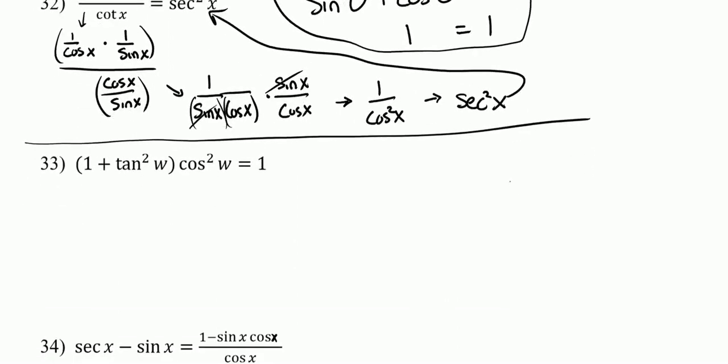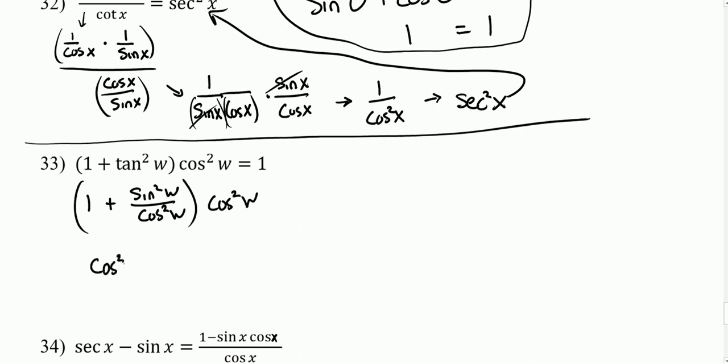I'm going to distribute. Well, I'm going to change the tangent first to sine over cosine. So we've got 1 plus sine squared w over cosine squared w times the cosine squared w. Distribute, multiply everything by cosine squared w, you get cosine squared w plus the sine squared w times the cosine squared w over cosine squared w.